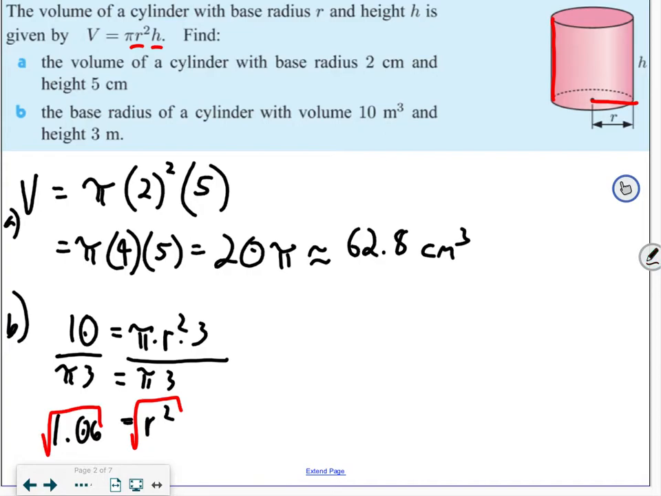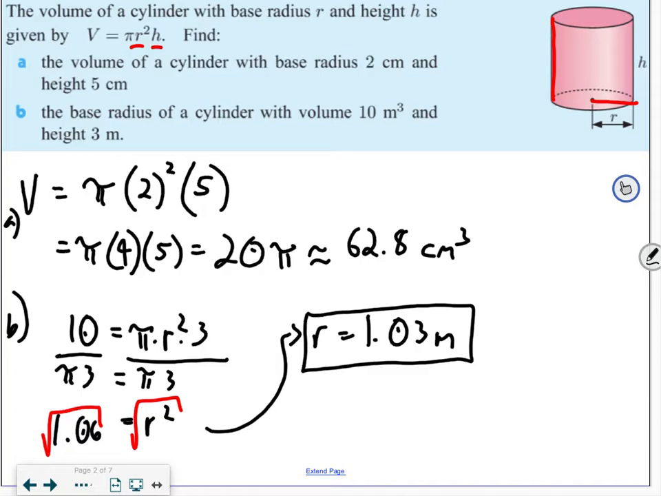And what I'm going to find is that my radius is going to be equal to 1.03. And again, we're dealing with meters. Units are important. And we're there.